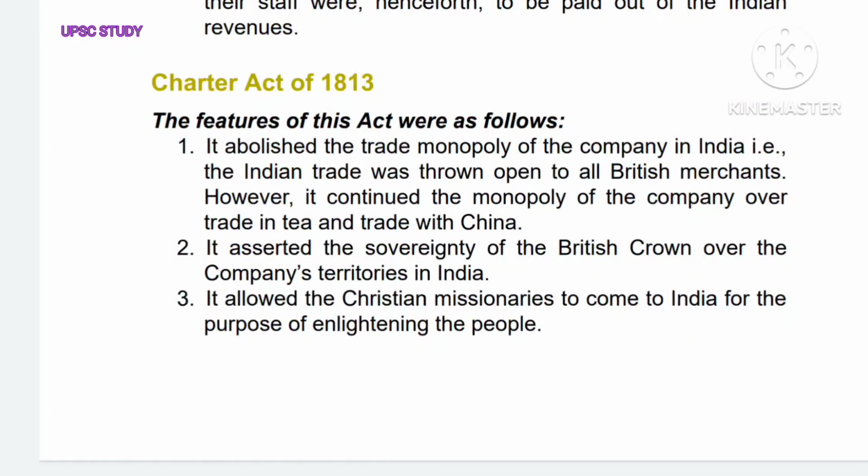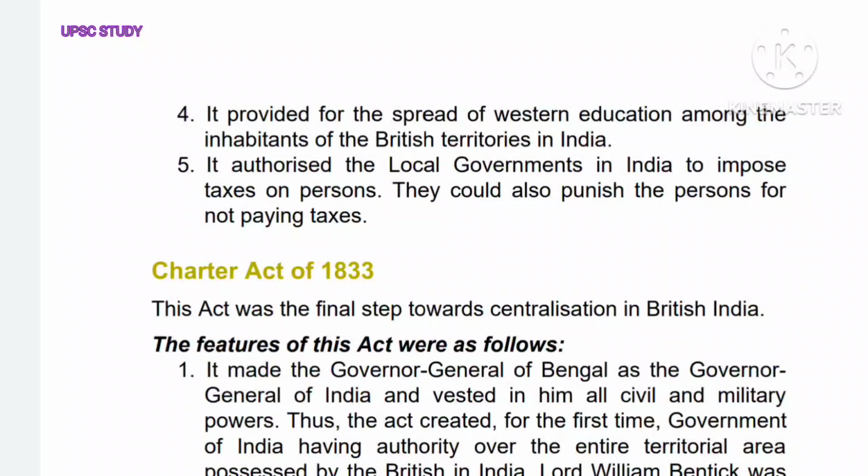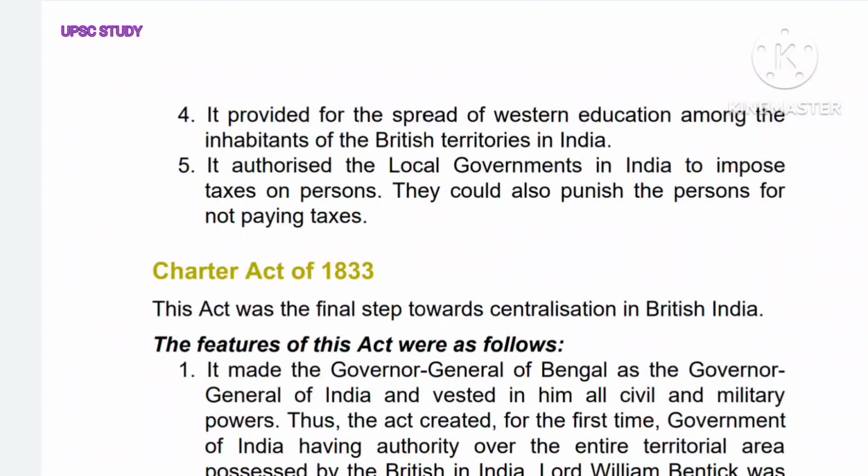Number 3. It allowed the Christian missionaries to come to India for the purpose of enlightening the people. Number 4. It provided for the spread of Western education among the inhabitants of the British territories in India. Number 5. It authorized the local governments in India to impose taxes on persons. They could also punish the persons for not paying taxes.